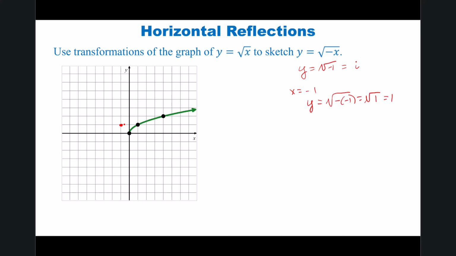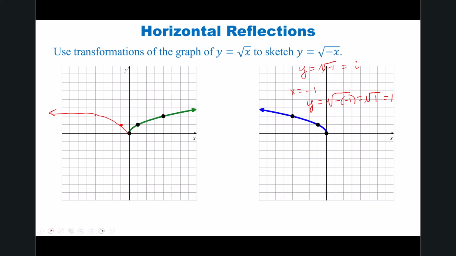So that point that was 1, 1 now becomes negative 1, 1. And the point that was 4, 2 now becomes negative 4, 2. The entire graph gets reflected about the y-axis.